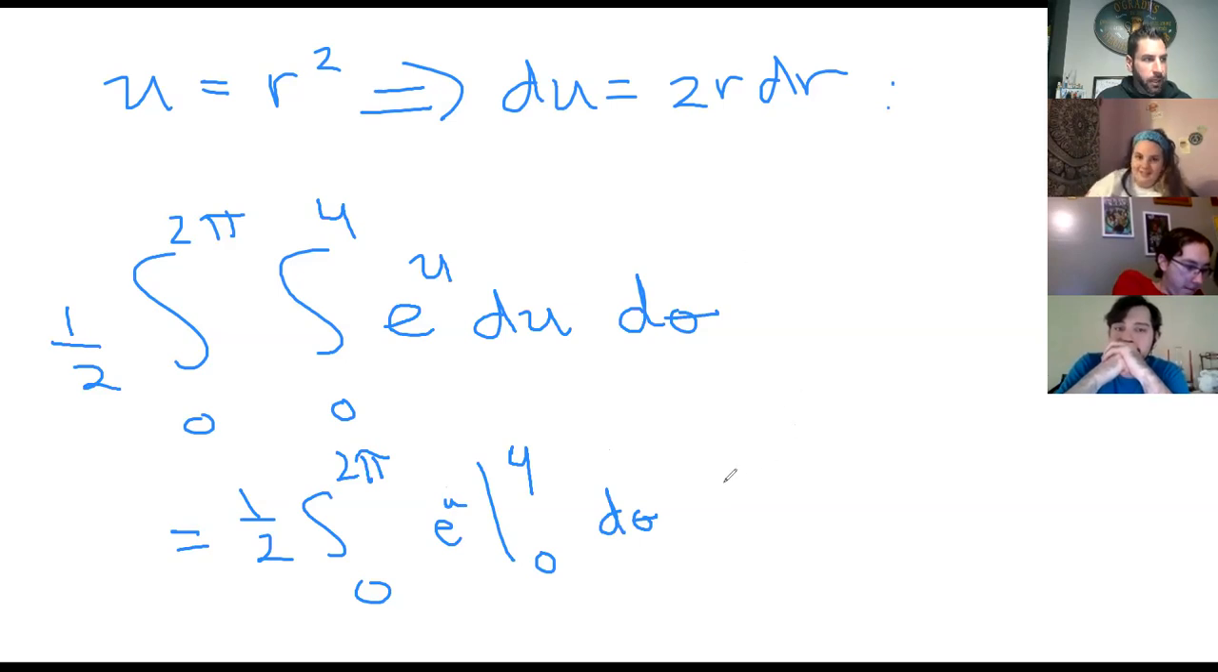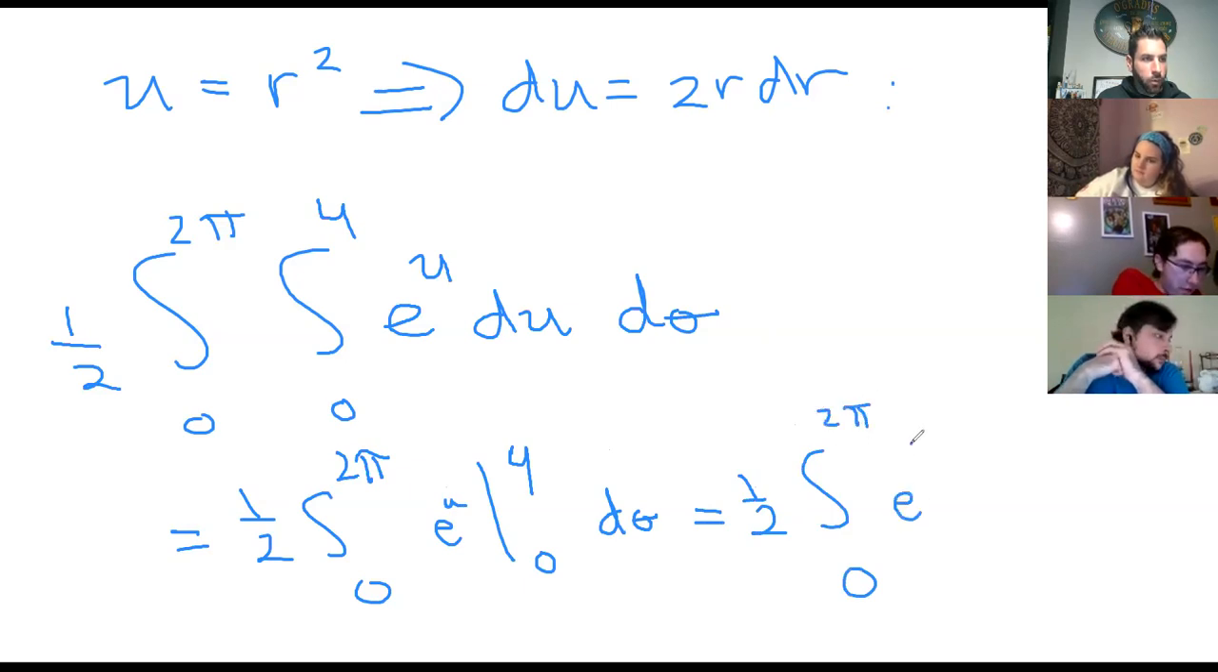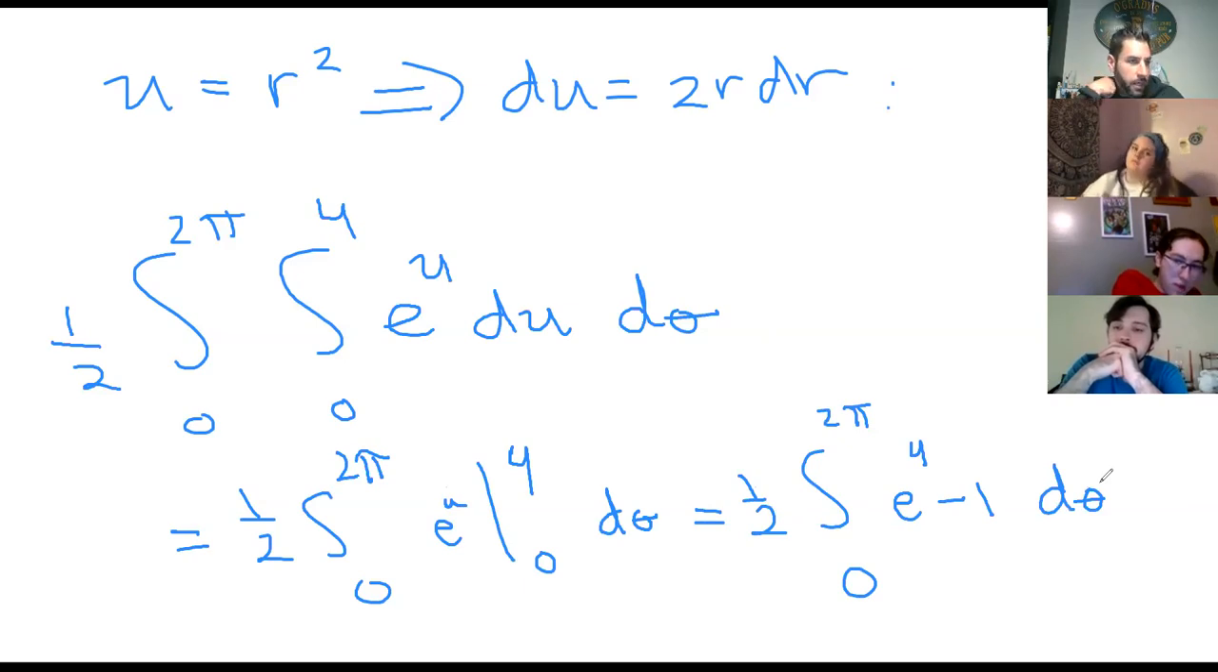And then I have to plug in 4, and I have to plug in theta, or excuse me, 0. So this becomes 1/2 times this integral. And when I plug in 4, I get e to the 4 minus 1 d theta. Why am I getting minus 1? Because when I plug 0 in, e to the 0 is 1.